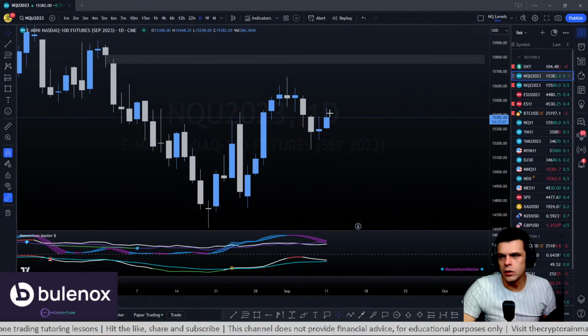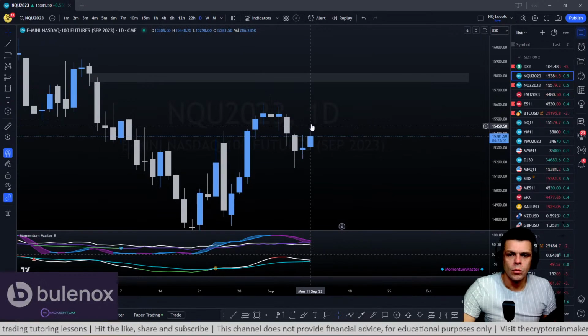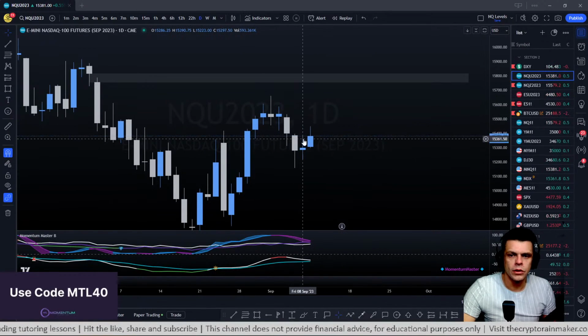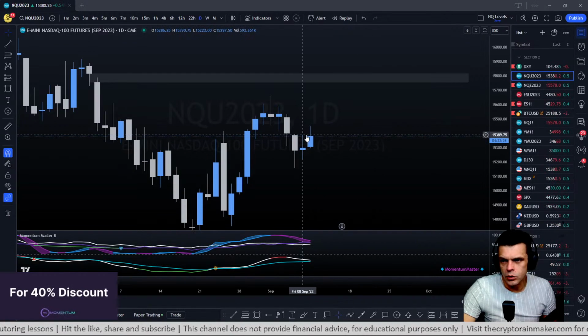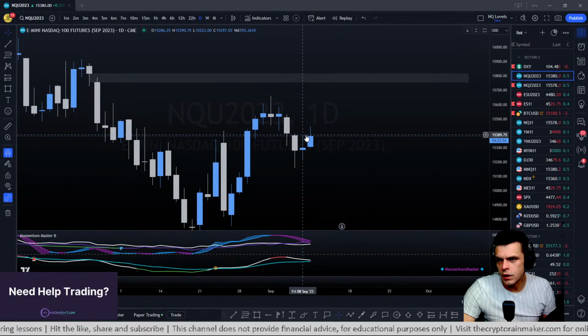And then during the course of the overnight session, we got this little move to the upside and basically took out the previous day's high at, it was more or less at 15,390.